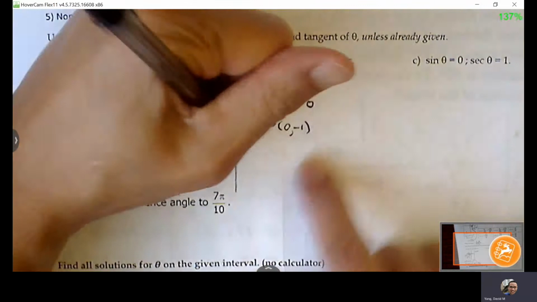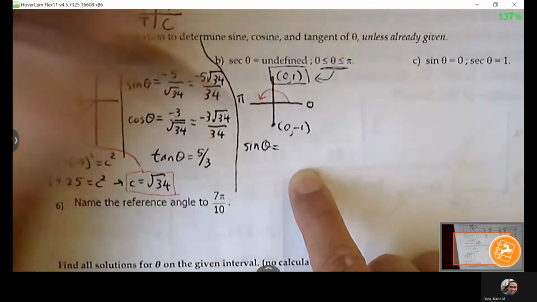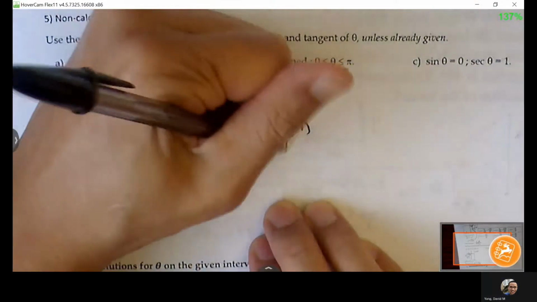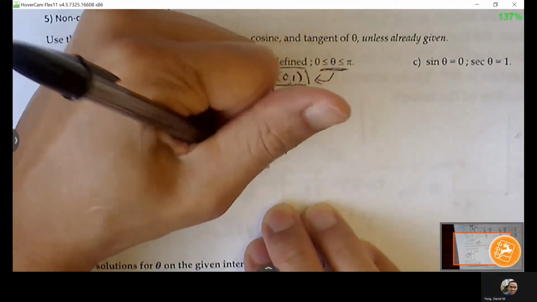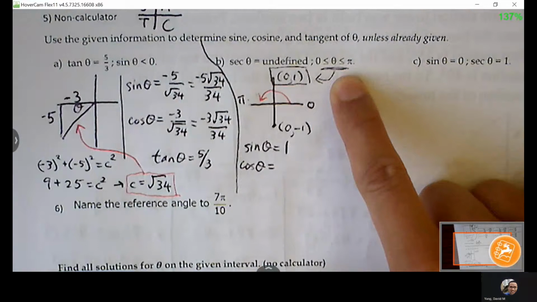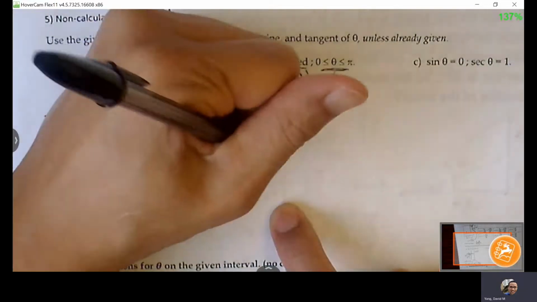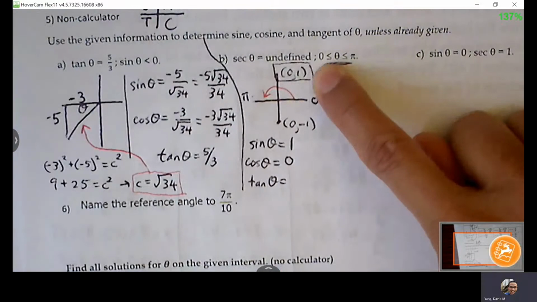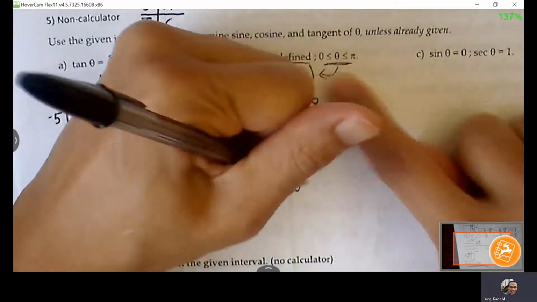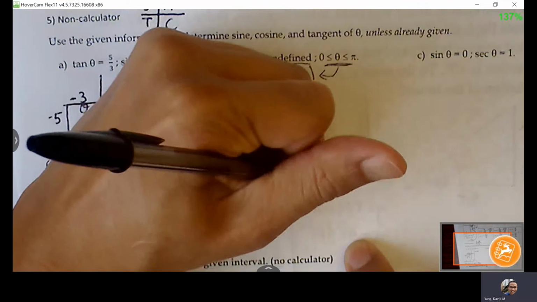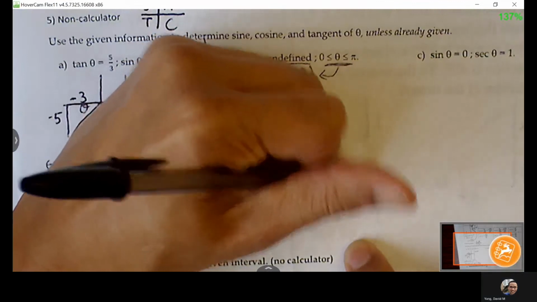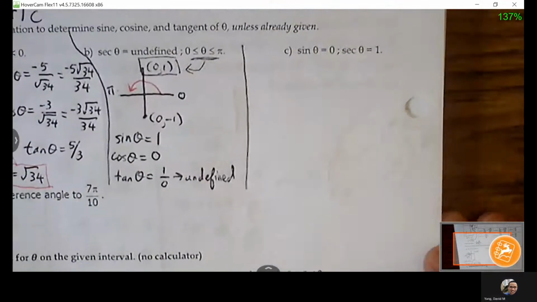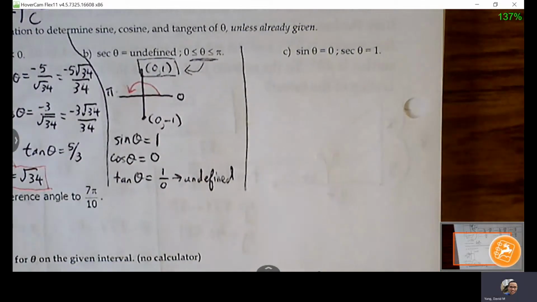Okay, so sine of theta. It's just the y value. Cosine is the x. What about the tangent? Yeah, 1 over 0, that's undefined. Y over x. Okay, part C.